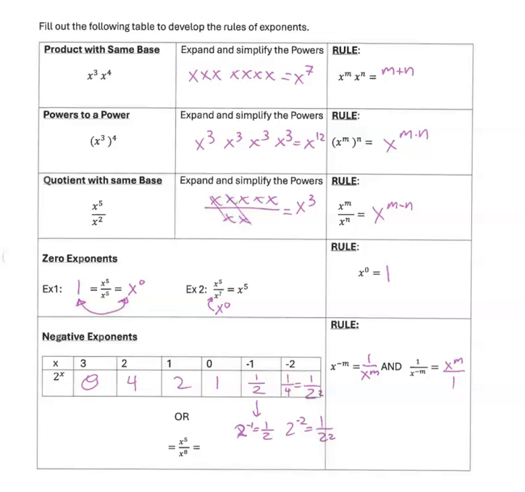Well, what could you possibly be doing with the 5 and the 2? You're subtracting them. So you get, as you see here, x to the m over x to the n equals x to the m minus n. You're going to subtract them.